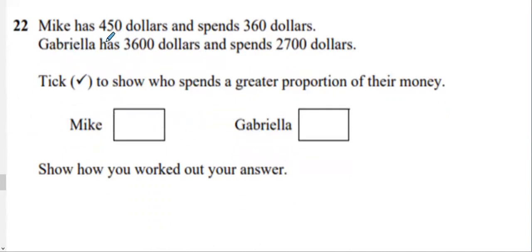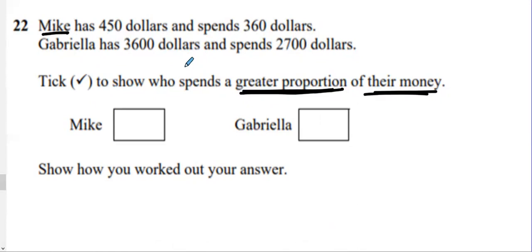So Mike has $450 and spends $360. Gabriela has $3,600 and spends $2,700. The question is, can you tick to show who spends a greater proportion of their money?